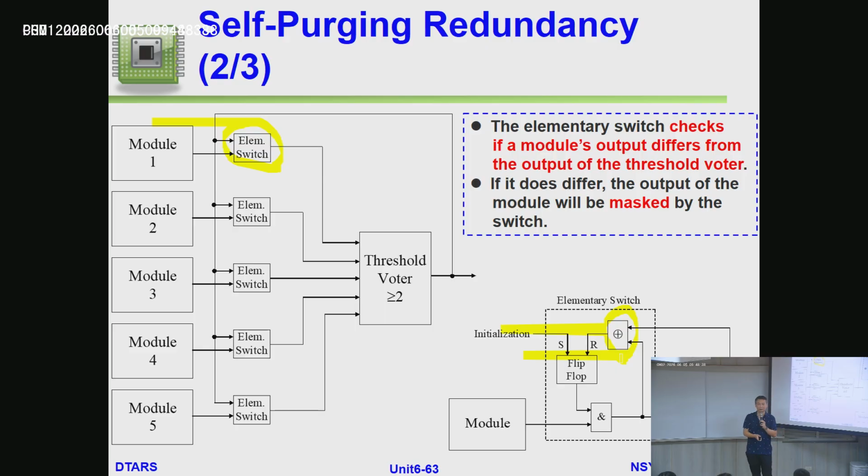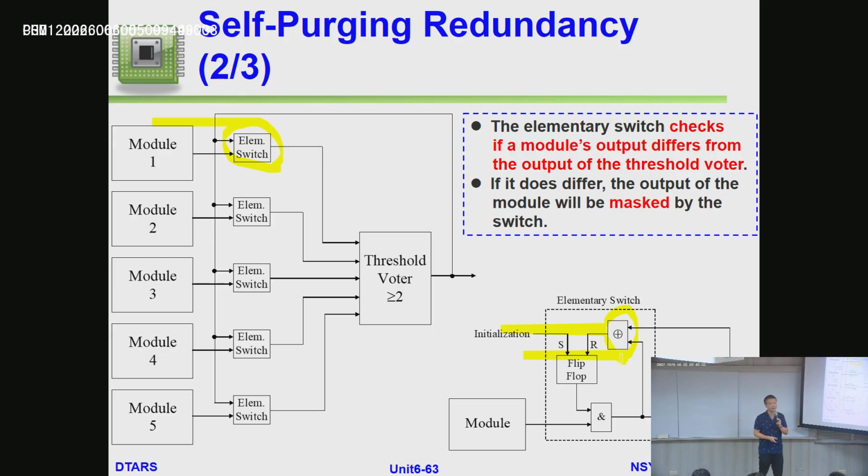How can we turn off the module? We activate reset so that this will be a 0 here. This is an AND gate. If we have 0, then this one will be always 0. So the functionality is switching off. Okay, so for this one, we use this elementary switch to reconfigure our systems.